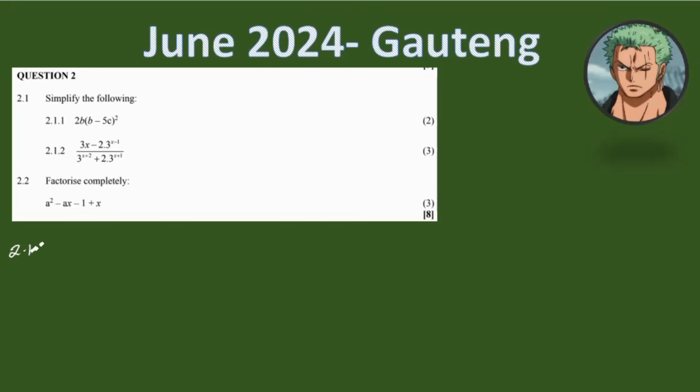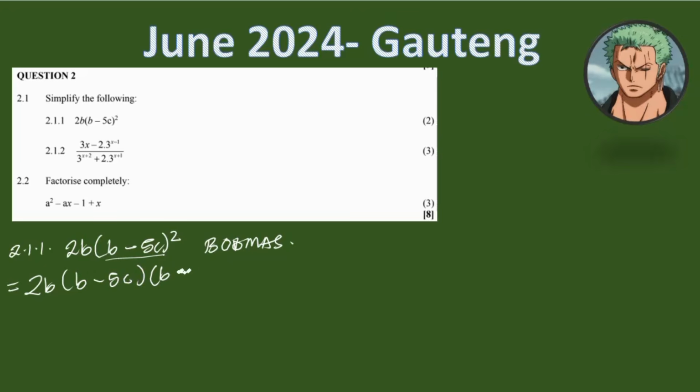So I have 2.1.1 whereby it says we should simplify 2b(b - 5c)², that bracket is being squared, right? So what are you supposed to do here? You're supposed to use BODMAS, right? You know this thing. So you're going to leave the 2b outside, and in this bracket you're going to write it twice, which is (b - 5c)(b - 5c), right? Afterwards, you FOIL this. When you FOIL this, you're going to have 2b outside the brackets. You multiply first terms to get b squared. You multiply outer terms to get negative 5bc. Remember to write your variables in alphabetical order.